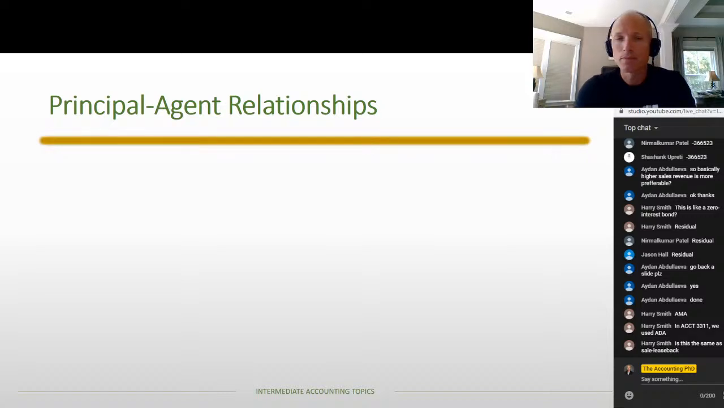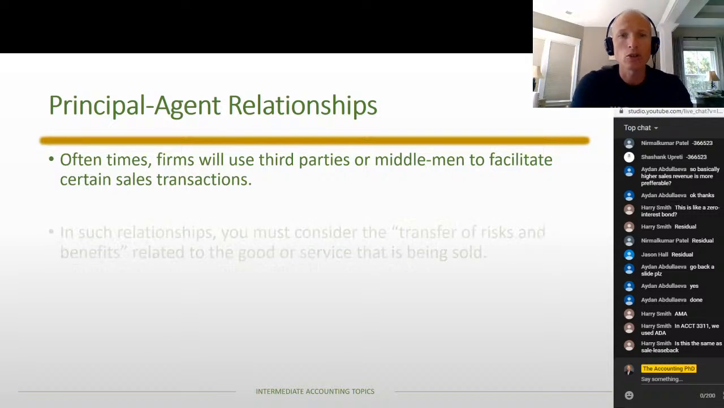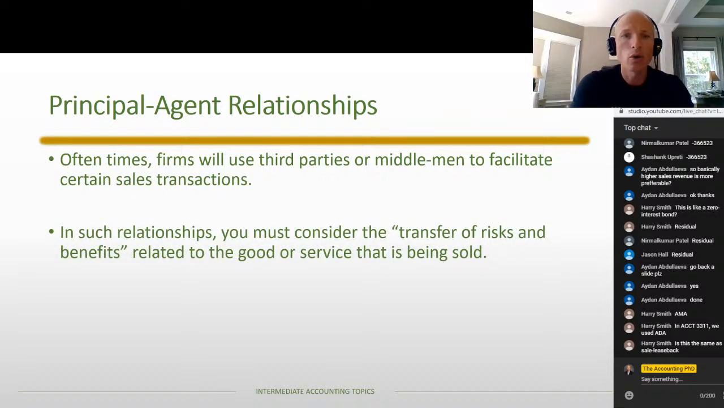Principal-agent relationships. Oftentimes firms are going to use third parties or middlemen to facilitate certain sales transactions. And so the question you have to ask yourself whenever there's a third party involved is, okay, when's the transfer of risks and benefits related to the good or service?